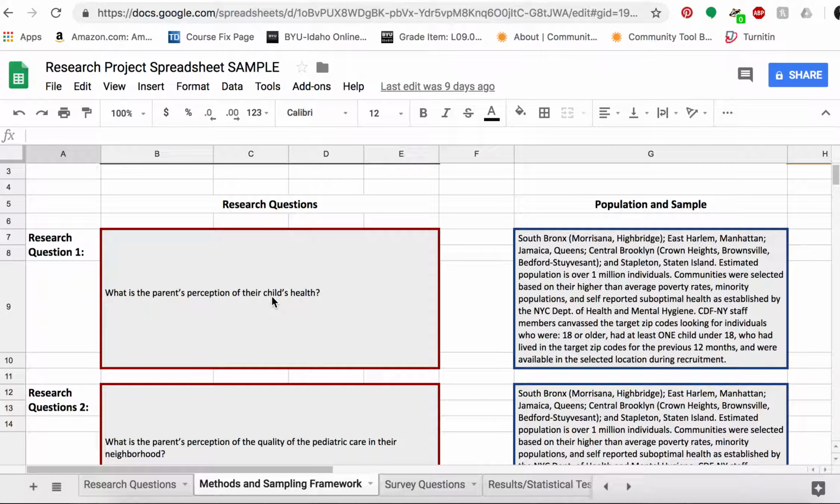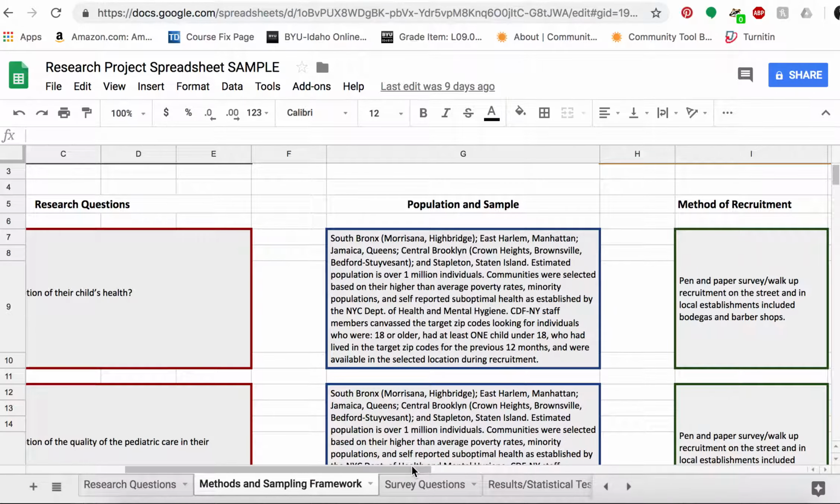So, while this spreadsheet is not required, I highly recommend that every group use it to keep track of what you have already done. Trust me, it will make your life so much easier, and come December 12th, you will be so much happier with yourselves. So, like I said, there are formulas inside the spreadsheet itself so that everything you fill in populates over into the next one. For example, now let's pretend that you've finished your research questions and your methods and sampling framework.